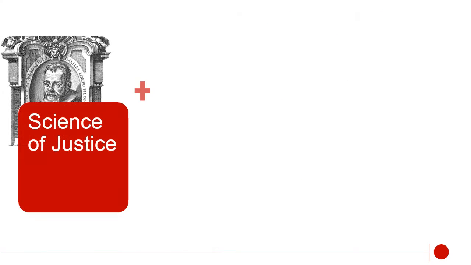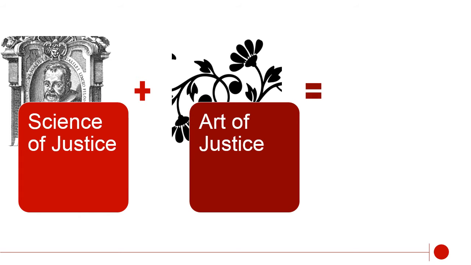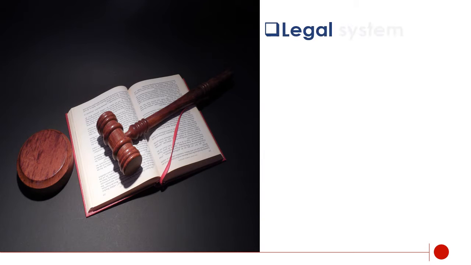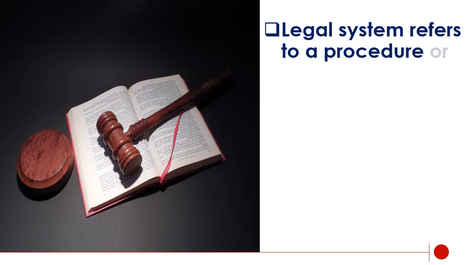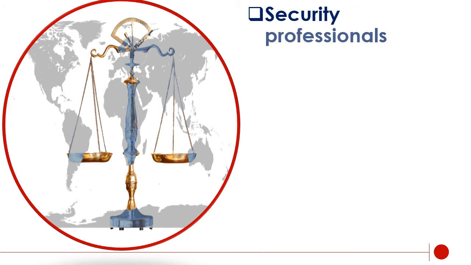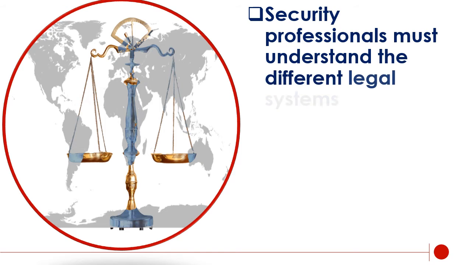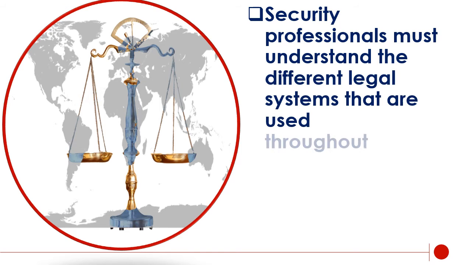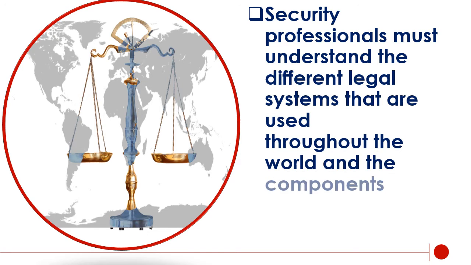Law has been defined both as the science of justice and the art of justice. Legal system refers to a procedure or process for interpreting and enforcing the law. It elaborates the rights and responsibilities in a variety of ways. Security professionals must understand the different legal systems that are used throughout the world and the components that make up the systems.